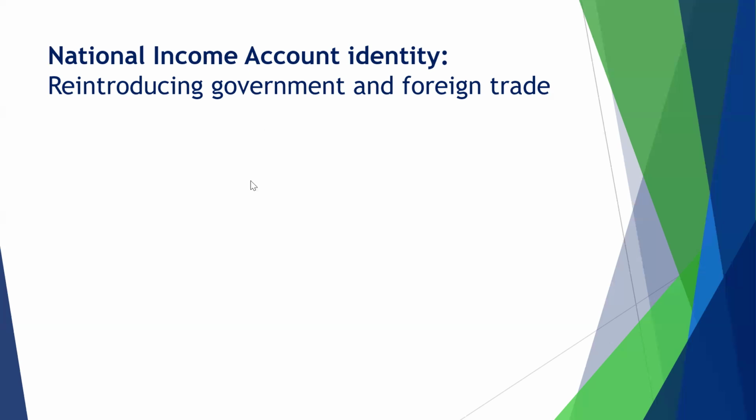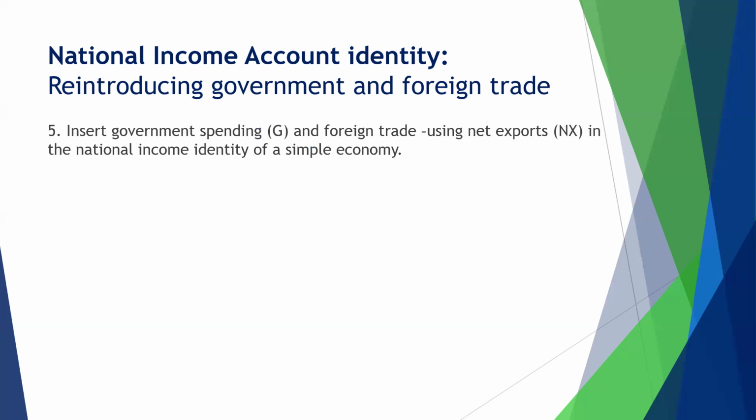So here, let's begin with step 5. Here we're going to insert government spending and foreign trade using net exports in the national income identity of a simple economy. In a simple economy, we have only Y is equivalent to C plus I. Now, we're going to add the G for government spending for goods and services, which is proxied by the government sector, and the net exports for the foreign trade. Again, net exports is exports minus imports.